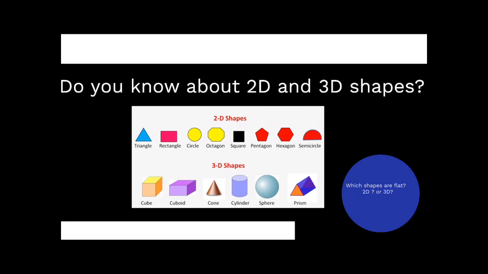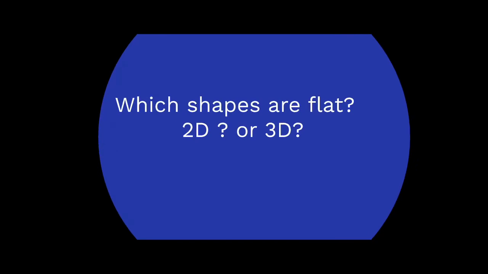2D shapes only have front and back, like a paper. 3D shapes have front, back, left, right, top, and bottom. Do you know the answer now? So, if 2D shapes are like paper and 3D shapes are more like a computer, what shapes do you think are flat? If you guessed 2D, you are correct.